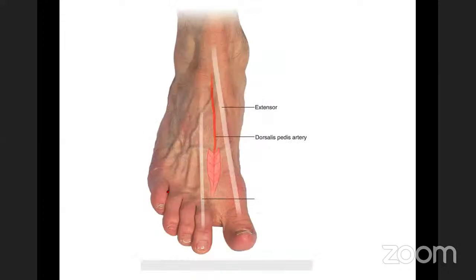Now this is again an MCQ question. Where do you palpate the dorsalis pedis artery? This is the dorsalis pedis artery. You will palpate this artery in between the tendon of extensor hallucis longus and the first tendon of extensor digitorum longus. So this is where you palpate the dorsalis pedis artery.